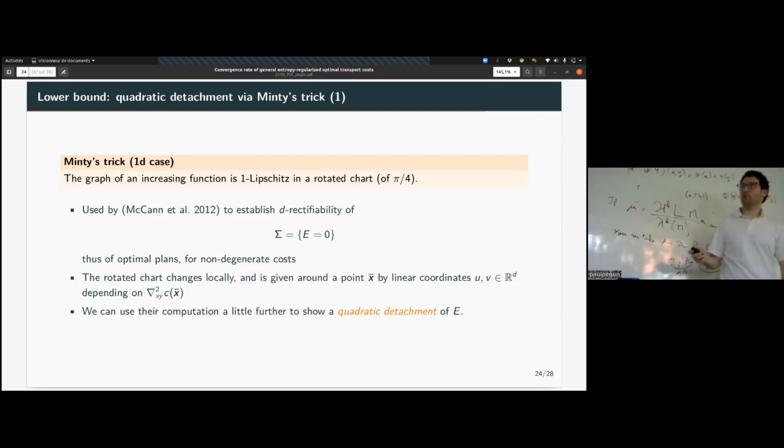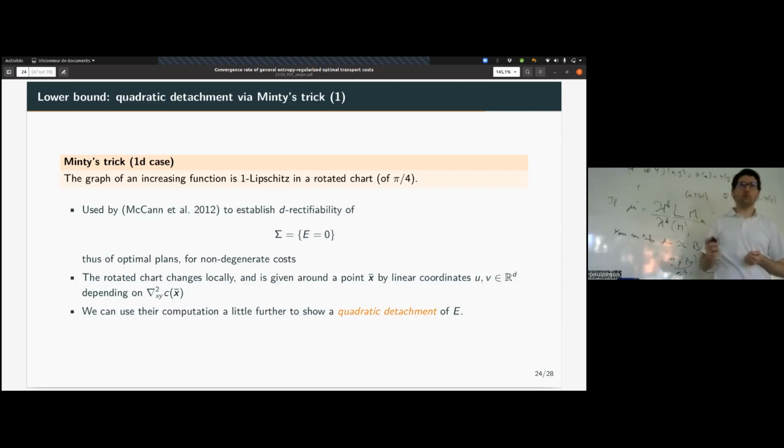And so this trick was used in particular by Pegon, Pass, and Warren to show that under this non-degeneracy condition, the contact set is rectifiable. In particular, the optimal plans, which live on this contact set, are rectifiable. And actually, when you see this, I'm saying the contact set is a graph. I'm saying nothing about what the energy is outside of this set. I want to say that it grows quite fast, that it detaches quadratically. And actually, you can just reuse their computation and push it a little bit further in a nice way.